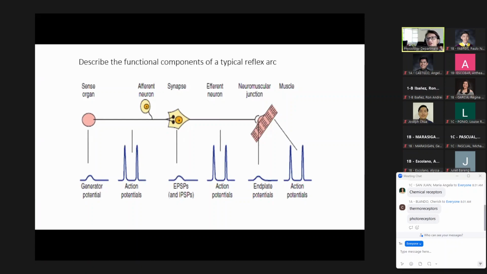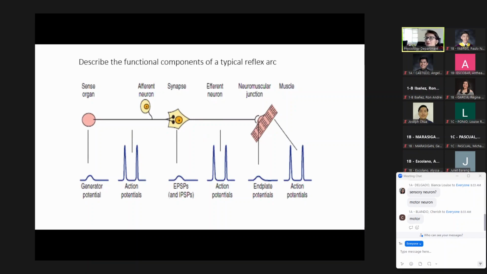It's also known as your sensory neuron. Then you have the integrating center. The efferent neuron is also known as your motor neuron. Correct. And then the action potentials will go towards your effectors.